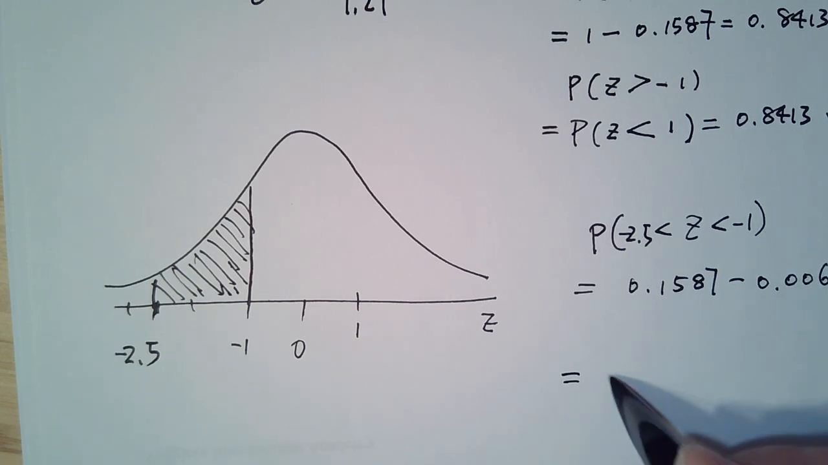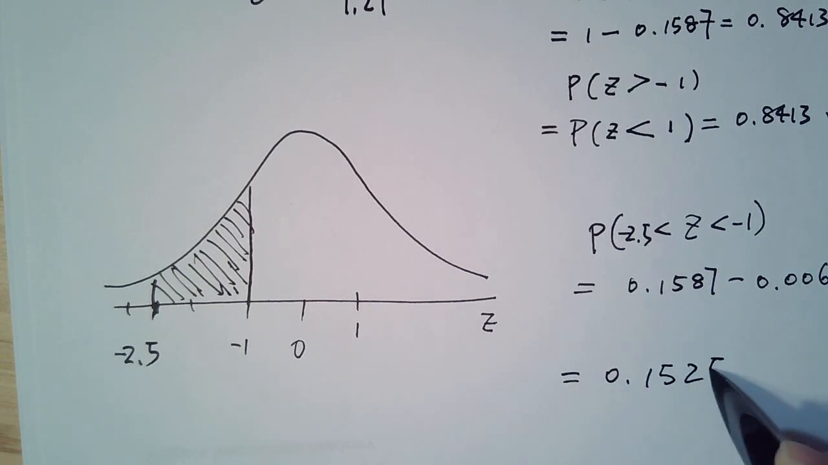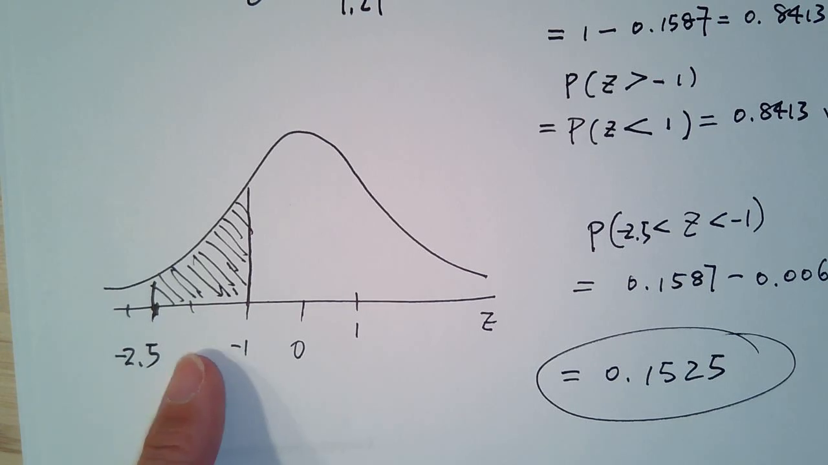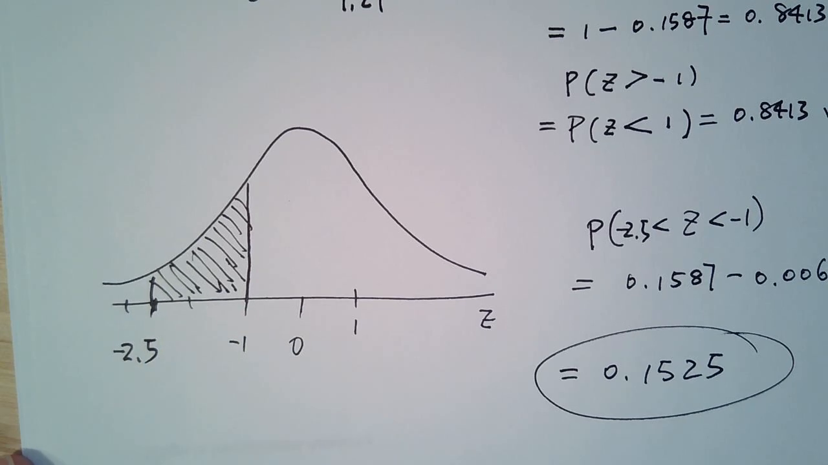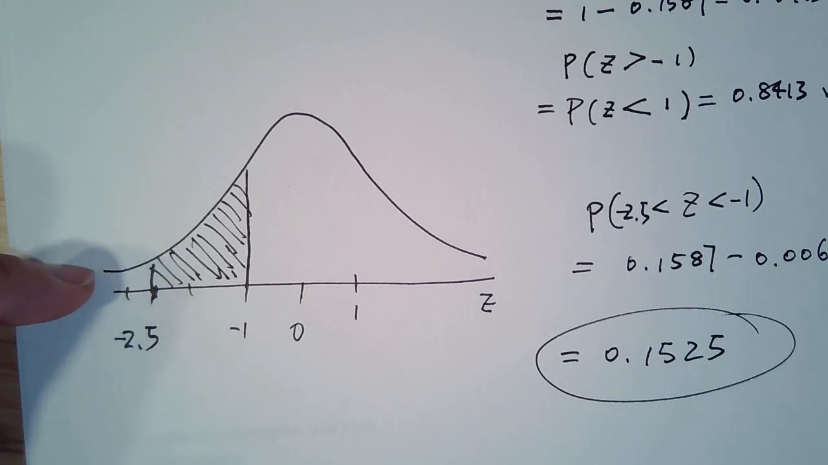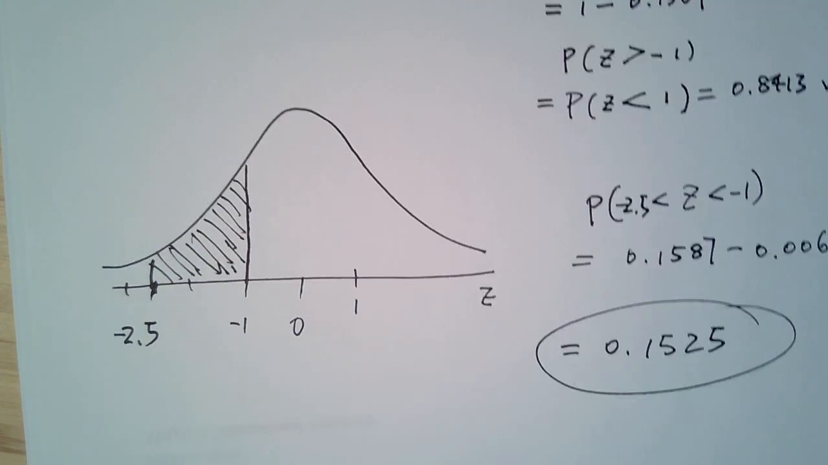0.0062. So the answer is 0.1525. Okay, so that's this. So 15.25% of the people have bone density between -1 and -2.5. Something not good. If your bone density score looks like this, then you're going to be very careful. And of course if your bone density measurement or score is less than -2.5, which means it's really, really bad, you've got to see a doctor.